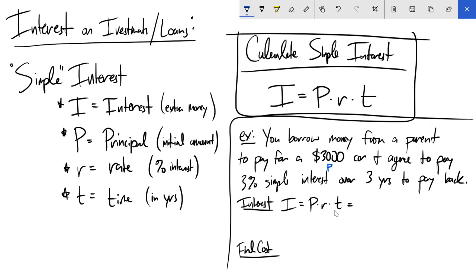Yeah, the principal is the $3,000 that you initially get loaned out. What's the rate? 3%. Yeah, that's the percentage that you agreed on. And then what is 3 years? 3 years is your time.